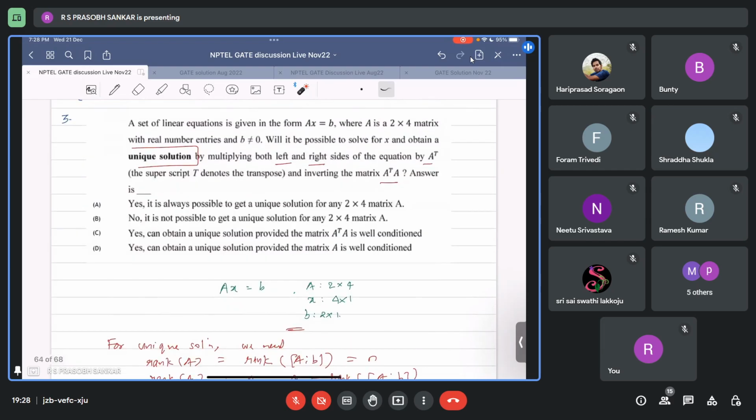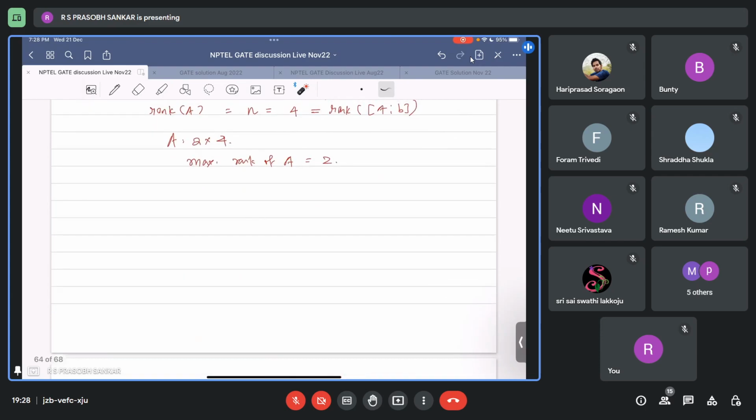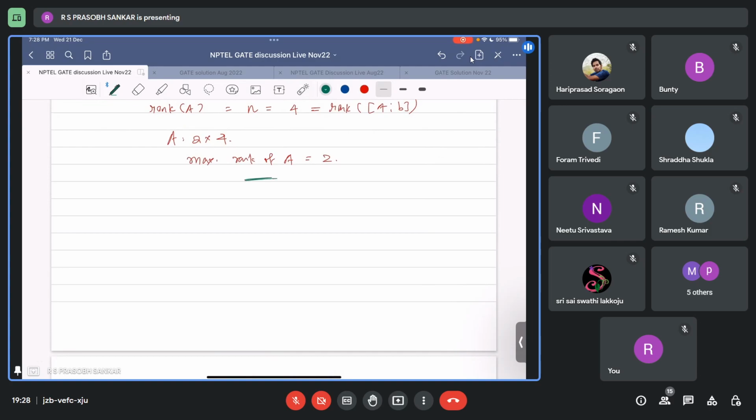That is one way. One more thing is that they also mentioned a way of obtaining a solution: can we multiply both left and right by A transpose and then invert the matrix A transpose A? By the way, am I going too fast? If something is not clear, please let me know.